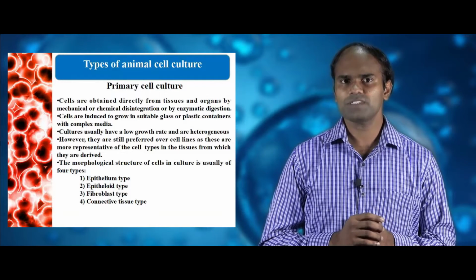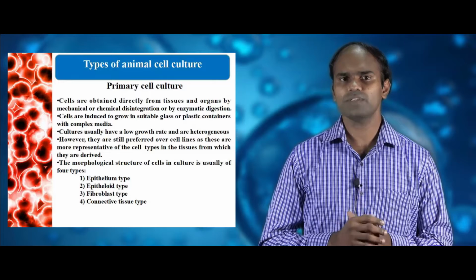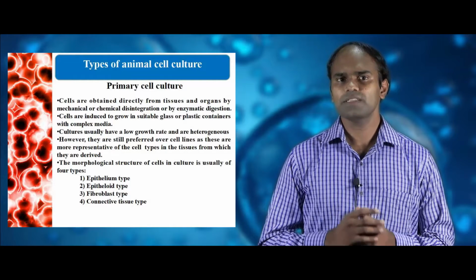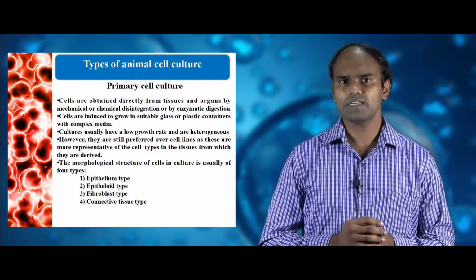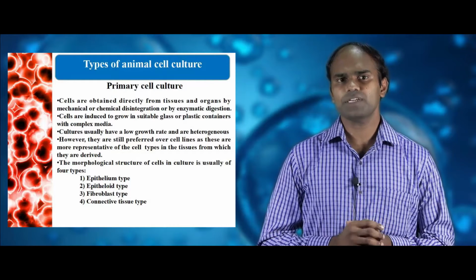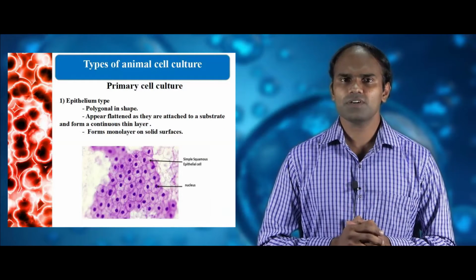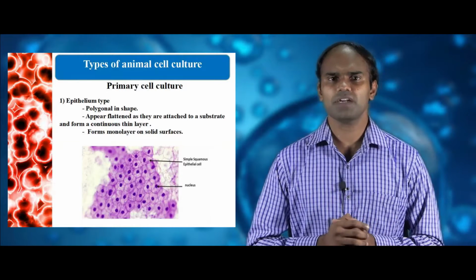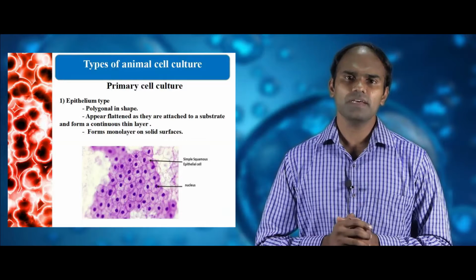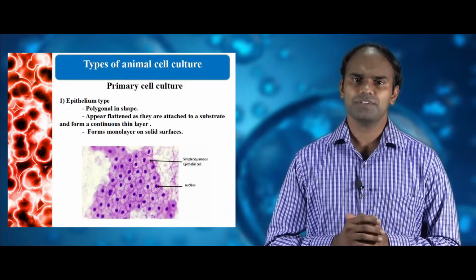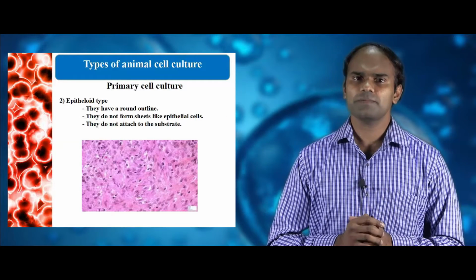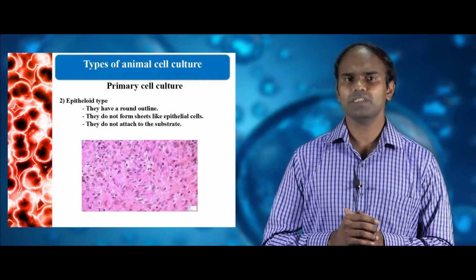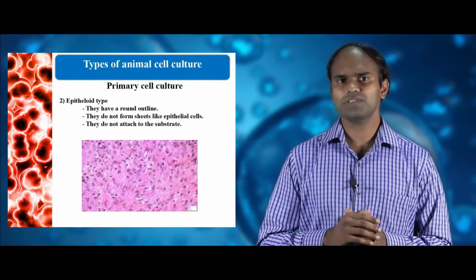The morphological structures of the cells of the culture are usually of four types. One is epithelial cell type, another one is epithelioid cell type, the third one is fibroblast cell type, and the fourth one is connective tissue cell type. In epithelial cell type, the cells are polygonal in shape. They appear flattened as they attach to the substrate and form a thin continuous layer. They form a monolayer on the surface. In epithelioid cell type, they have a round outline and they do not form sheets like epithelial cells. In fact, they do not attach to the substrate.